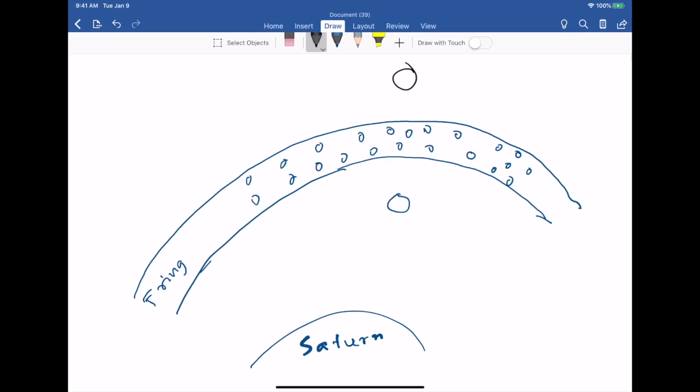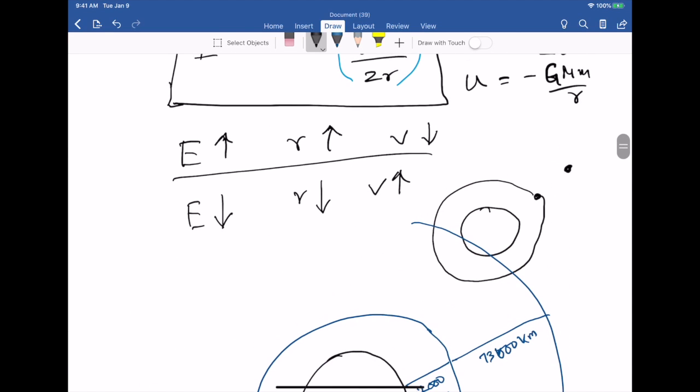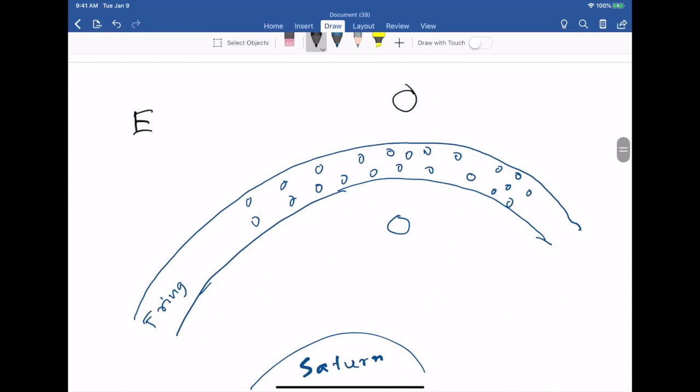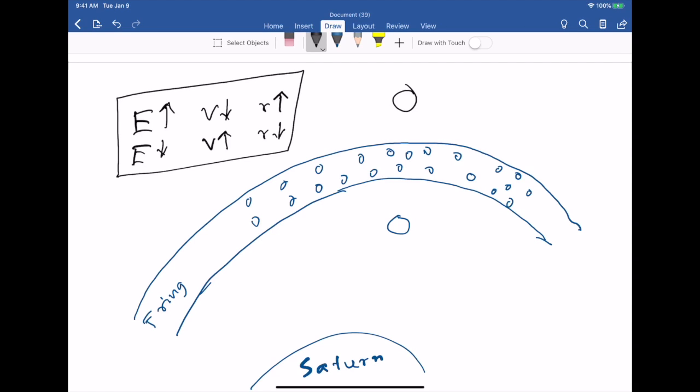Okay, so to understand that, we have to first think about the velocities of the particles. And let's just write down our conclusion from over here. When E, the energy of a particle in orbit, goes up, what happens to its velocity? Its velocity goes down, and its radius goes up. I mean, the radius of orbit goes up. And if the energy of a particle goes down, its velocity goes up, and its radius goes down. So this we just concluded from the formulas for kinetic and potential energy. We are going to use this fact.